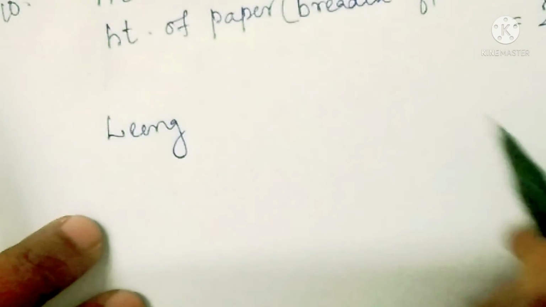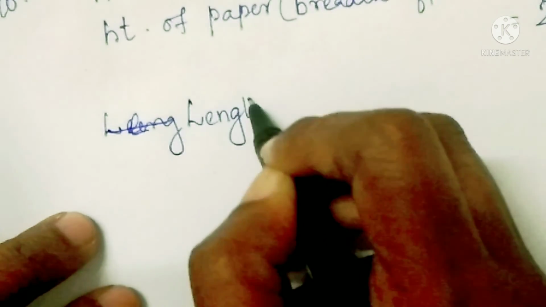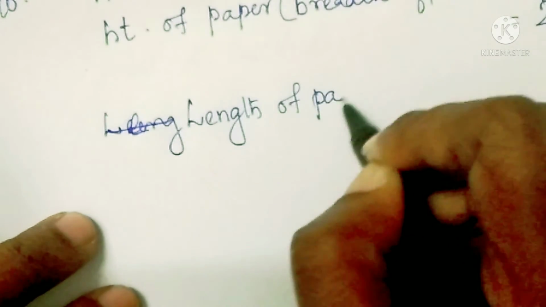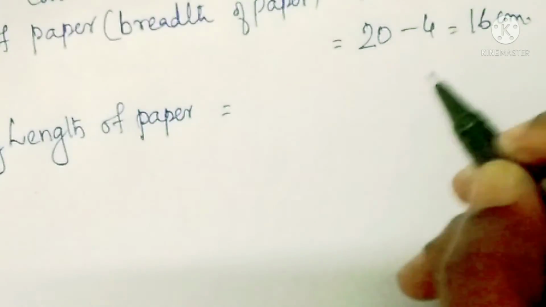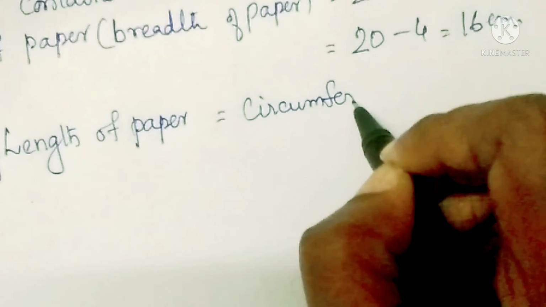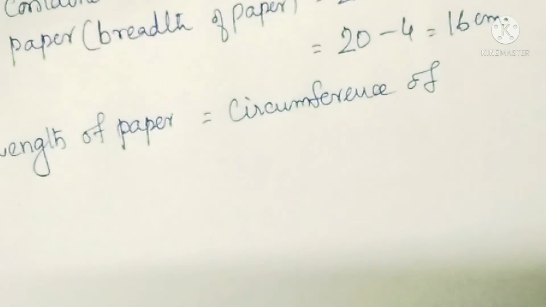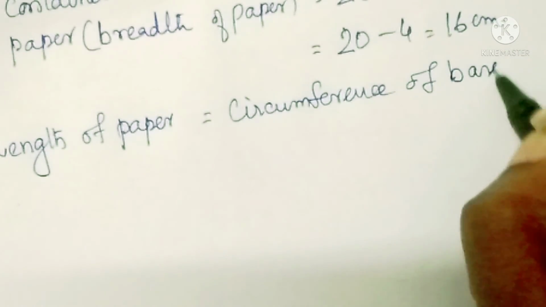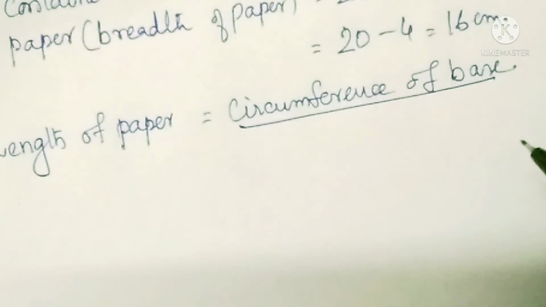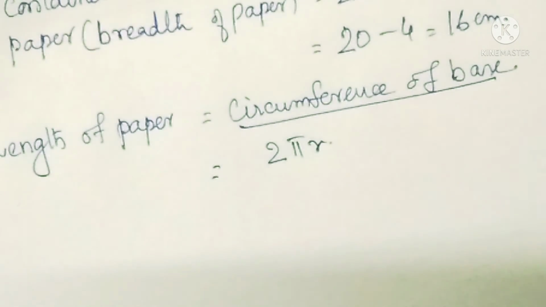Now the length of paper is equal to circumference of base. What is the circumference of base? It is 2 pi r. Okay, it is equal to 2 pi r.